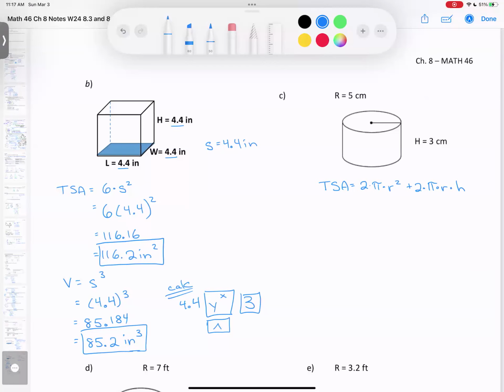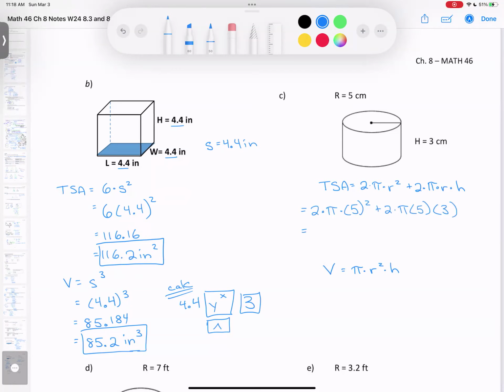And then when you go to do volume, it is pi times r squared times h. So pause this video, plug in your r and h values, and see if you can calculate these. Okay, so hopefully you had a chance to calculate these. Let's try together. So we've got 2 times pi times r, which is 5 squared, plus 2 times pi times r, which is 5, times height, which is 3.